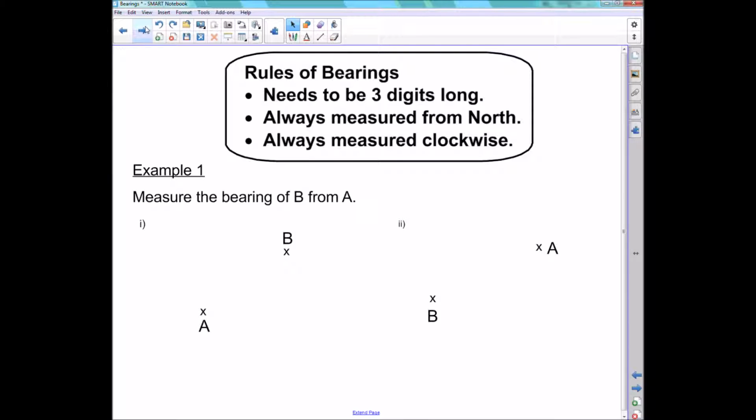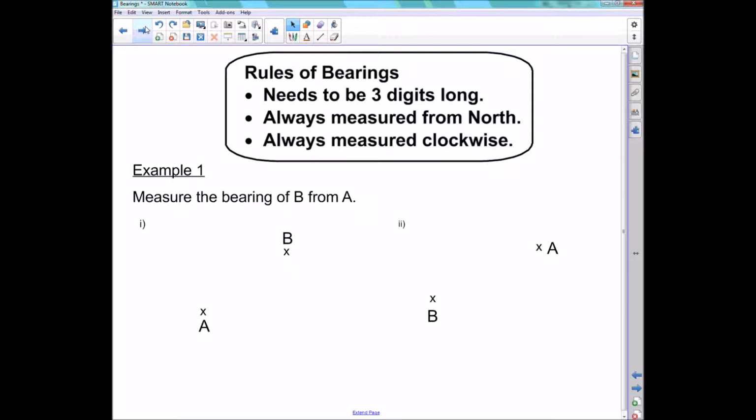Now the first of these rules is that all bearings are always 3 digits long. So that's why sometimes you might see bearings written with a couple of zeros in front. Secondly, they are always measured from north. Now, north on maps and pieces of paper is always up the piece of paper. And thirdly, they are always measured clockwise. So all of these three rules help to make calculating these angles consistent from person to person.